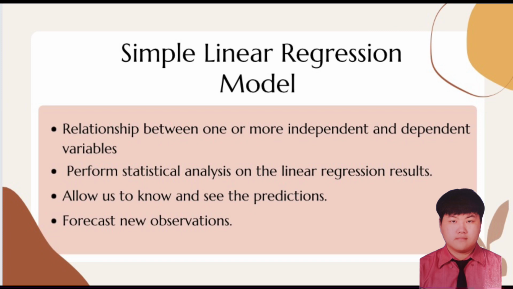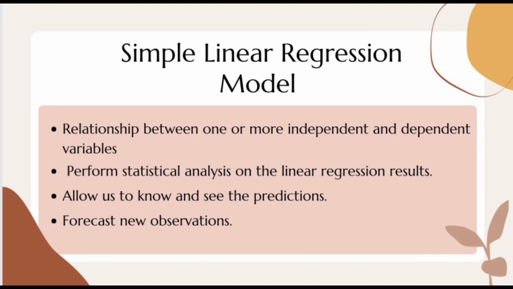There are two main objectives that I need to mention here. The first objective is to predict the unknown value from the data that we already have, and the second is to find out if there is a relationship between two variables. In our case, the relationship is between the study hours and the student grade achievement.